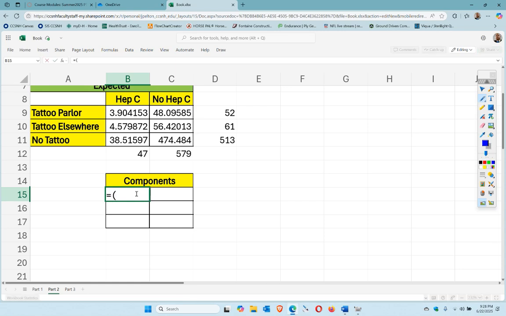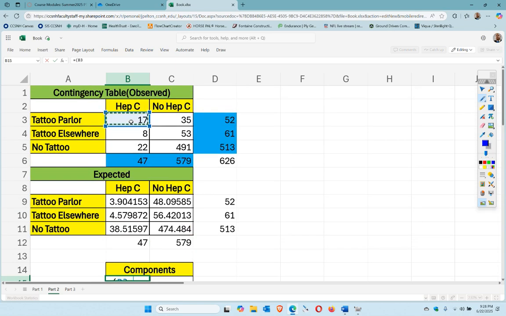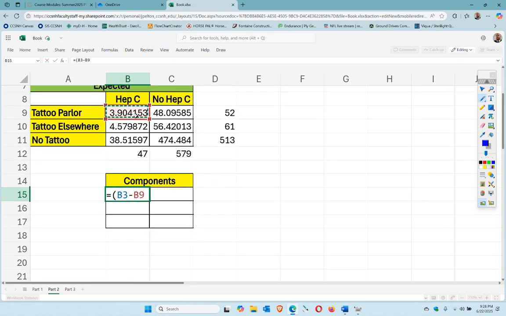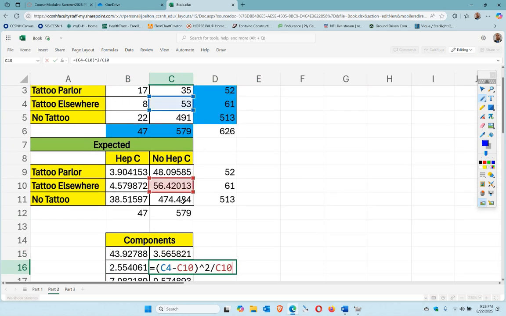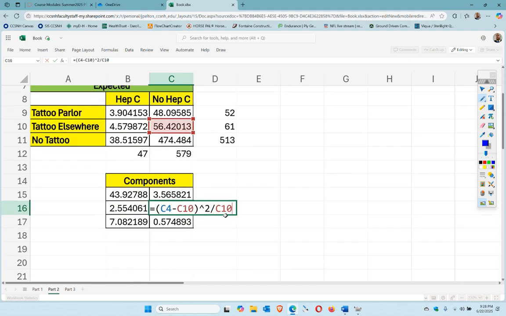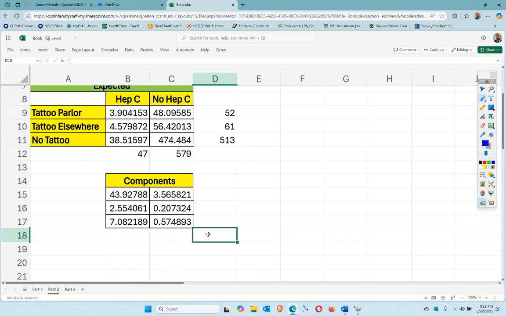Okay. So, equals parentheses observed minus expected squared divided by expected. Okay, there we go. I can just drag that across and drag that down, and it does it automatically. So I click this one here. You look at it, it's going observed minus expected, right? Divided by, so it does it automatically. All right, so if I add all these up, equals the sum of all of those, right? That is the chi-squared, right?